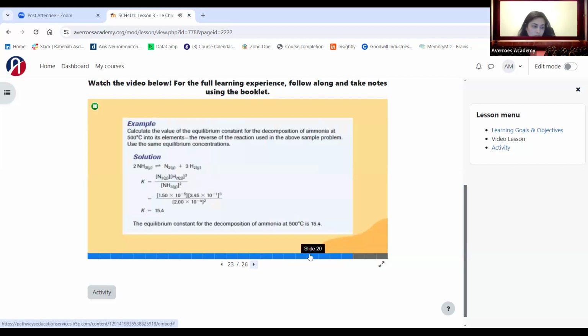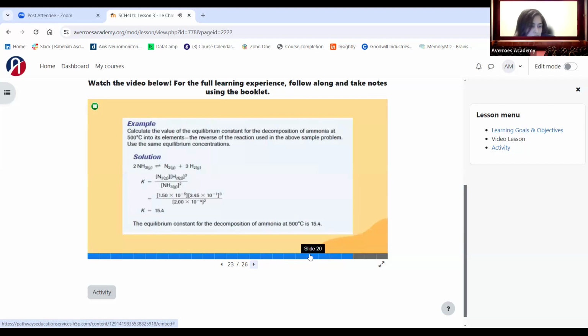So here's an example of calculating the value of the equilibrium constant for the decomposition of ammonia. In this case, even though our question doesn't give us those three concentration values, because that part's not pasted in the slide here, those values are given to you. So you're given the concentration of N2, of H2, and of NH3.